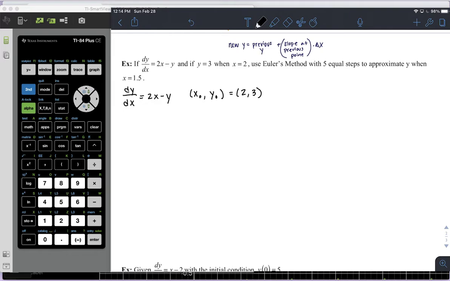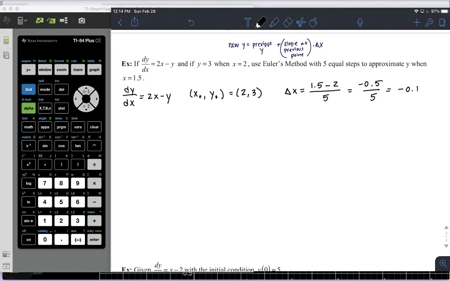And then we need to figure out our delta x. We want to go to 1.5, so my delta x is going to be 1.5 minus 2, my end goal minus where I'm starting, all over my 5 equal steps. That's going to be negative 0.5 over 5, so I'm going to take steps of negative 0.1. So your delta x can be negative, so you can start somewhere and go to the left. You don't have to go to the right.